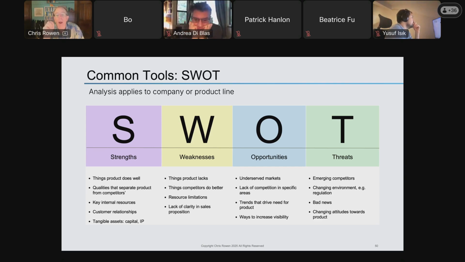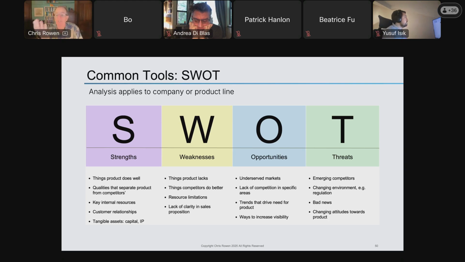Opportunities are really about where you could go from here. What are the underserved markets around you? Where do you see a lack of competition from the usual suspects? What are the trends that are driving needs for your product or for new products? As well as what are the ways that you could increase the visibility?